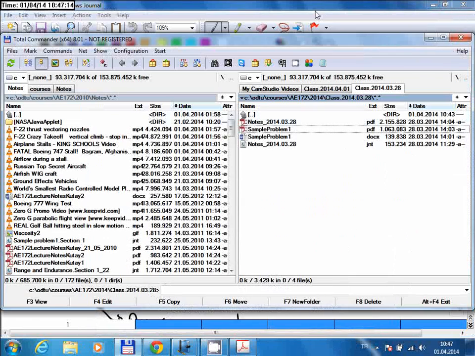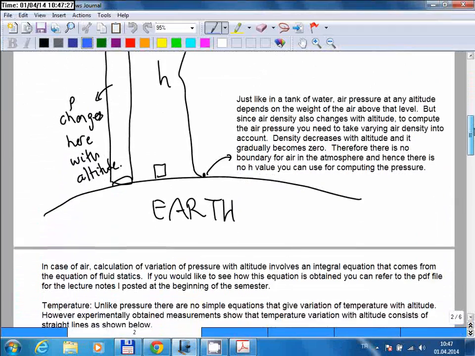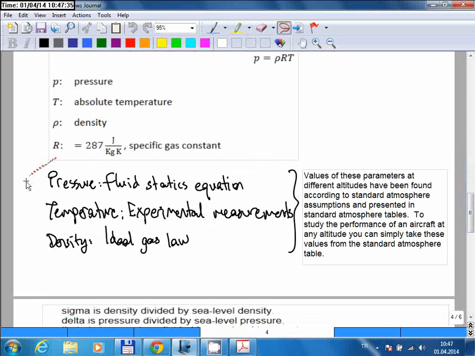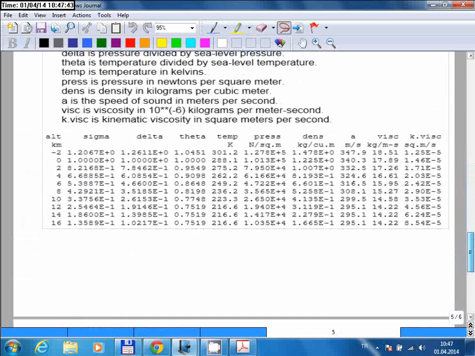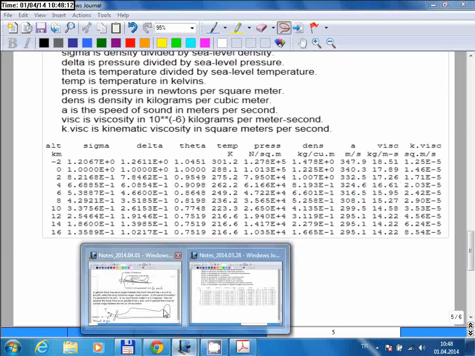Okay, and then on Friday, I talked about standard atmosphere, so what standard atmosphere is, how that is obtained, and how we use it. That was the main topic of Friday's lecture. This is about how the standard atmosphere tables are created, and this is just good for you to know as general information. But other than that, to use this, you'll be referring to such tables, okay? In the exams, I will be providing these tables, and other than the exams, if you want to study the performance of an aircraft, you can refer to these tables to find the density at the altitude where your aircraft is flying. And if you want to compute the Mach number and the Reynolds number, then you'll be using these numbers as well. Okay, so that's what we said on Friday.